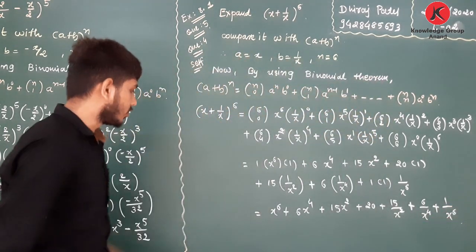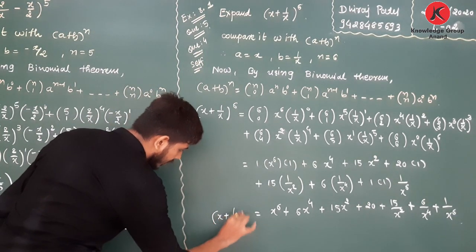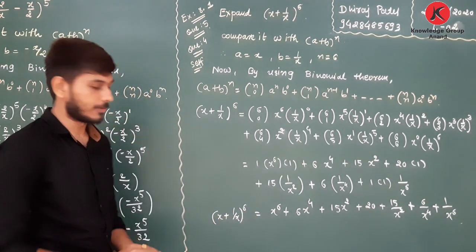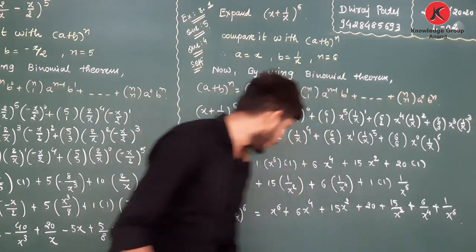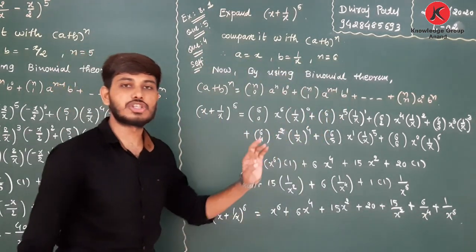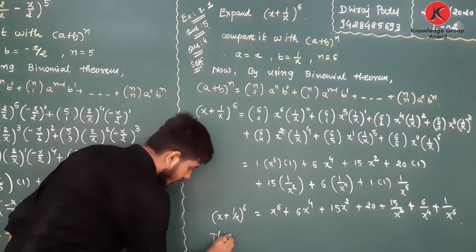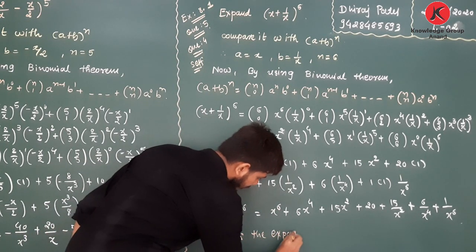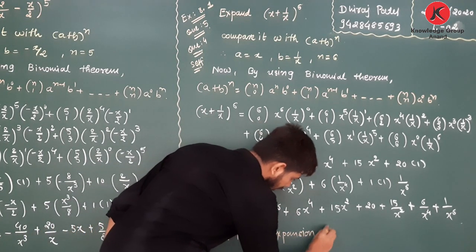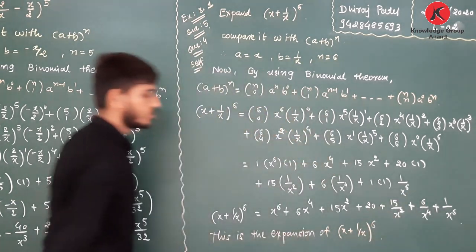See here, total number of terms in the expansion of (x plus 1 upon x) raised to 6 are 1, 2, 3, 4, 5, 6, 7. We know that this is equal to 6 plus 1 total number of terms. This is the required expansion. This is the expansion of (x plus 1 upon x) raised to 6.